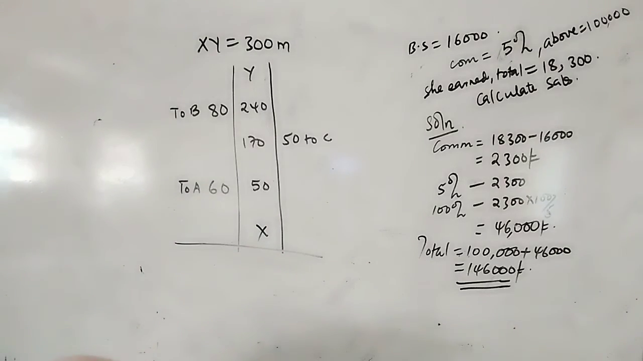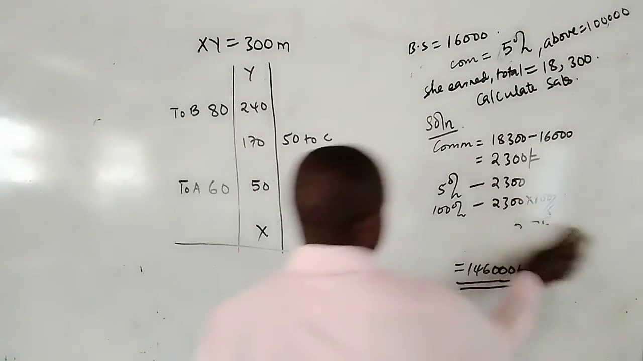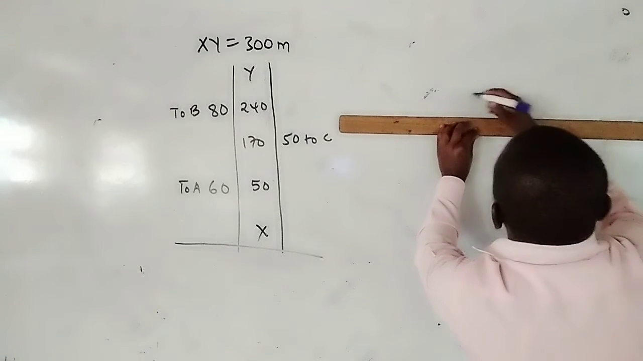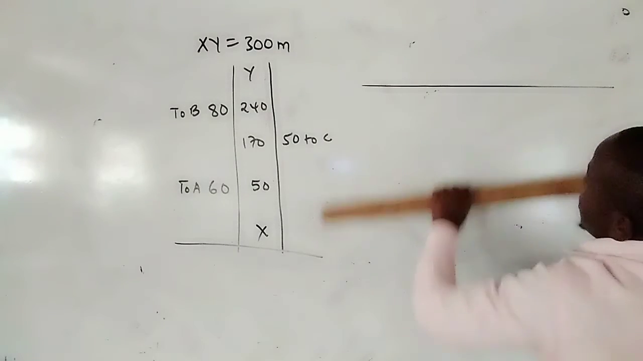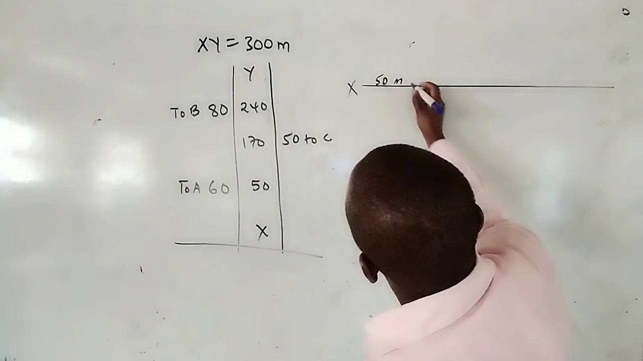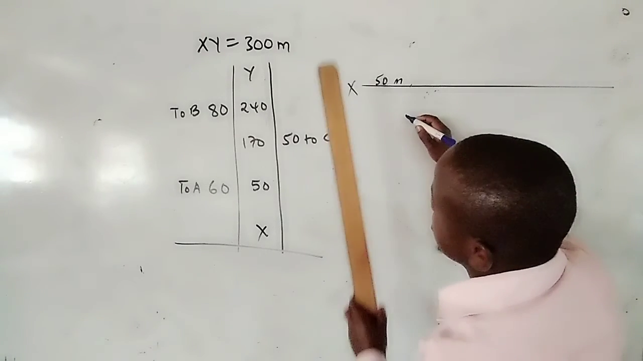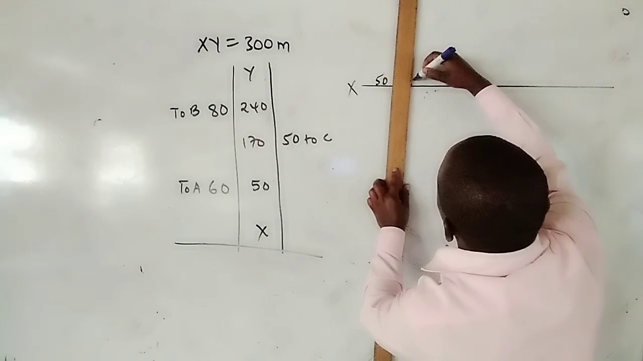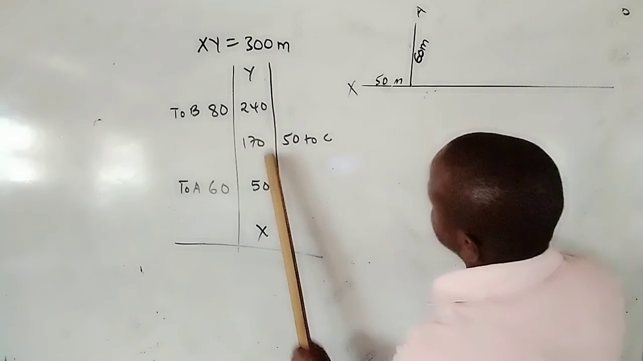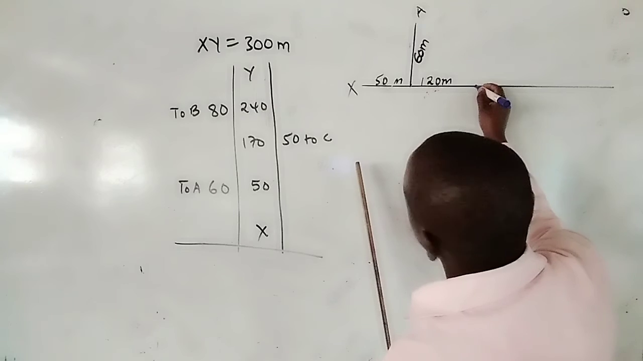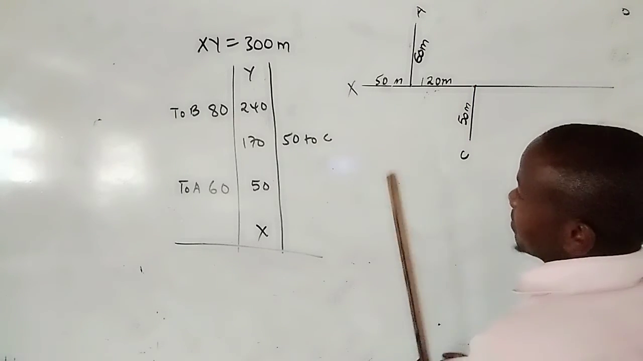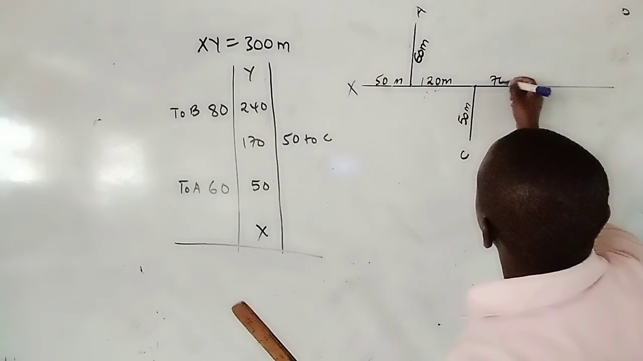We are told to sketch the piece of land and, in part B, calculate the area. To sketch the piece of land, we just have to very fast come up with the baseline. We are just sketching the baseline from point X. So from point X, we go 50 meters. Then we branch upwards 60 meters to point A, and we proceed to 170 meters, meaning we have added 120. Then on the other side, 50 meters to C. Then from 170 to 240, meaning we have added 70 meters more.